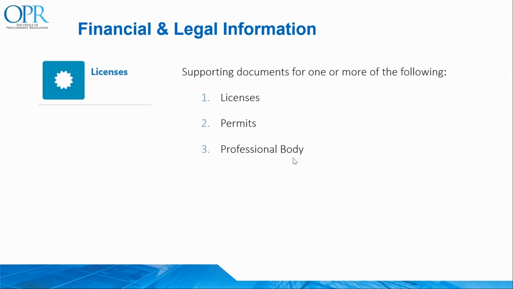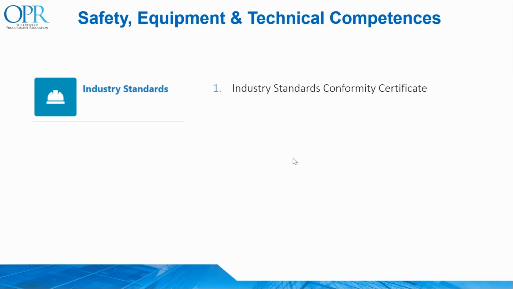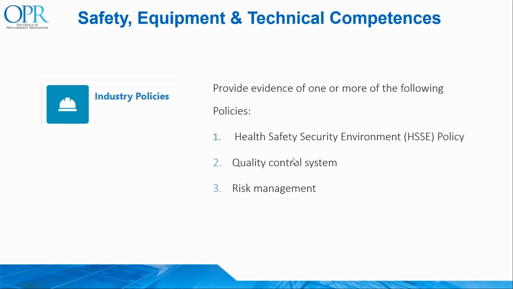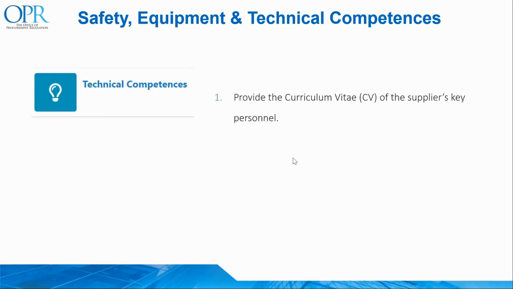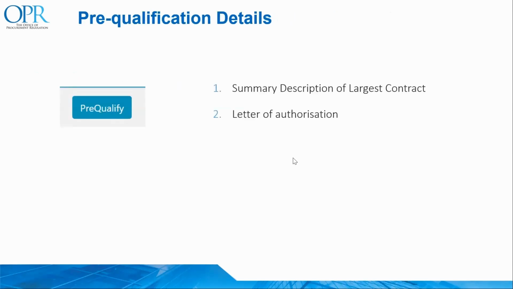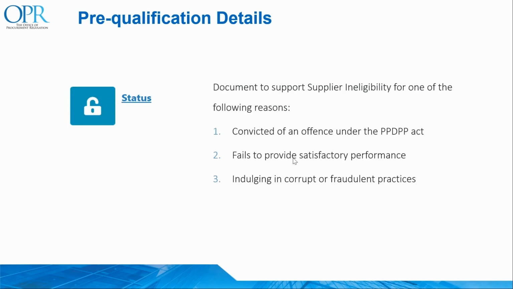In terms of any particular types of licenses, the supporting documents for that, whether it's a license, a permit, or membership of a particular professional body. And if there are any industry standards, the proof of those industry standards that you will be conforming to. Documentary proof for industry policies, and curriculum vitae, in terms of resumes, for the key competences. And when pre-qualifying, these are the main documents that you'll be looking for. And then we look at things that relate to ineligibility.